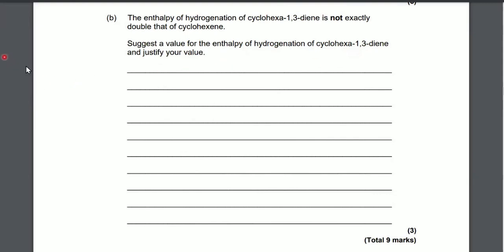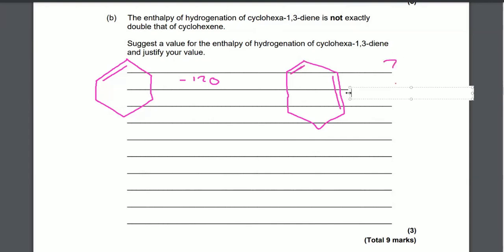Moving on to the final bit, the enthalpy of hydrogenation of cyclohexa-1,3-diene is not exactly double that of cyclohexene. So give the value for the enthalpy of hydrogenation of cyclohexa-1,3-diene and justify your value. We might think that when you've got one double bond in a cycloalkene, adding hydrogen across it releases minus 120 kilojoules per mole. If you had 2 double bonds, it should be minus 240 kilojoules per mole. But what they're saying is it isn't minus 240.